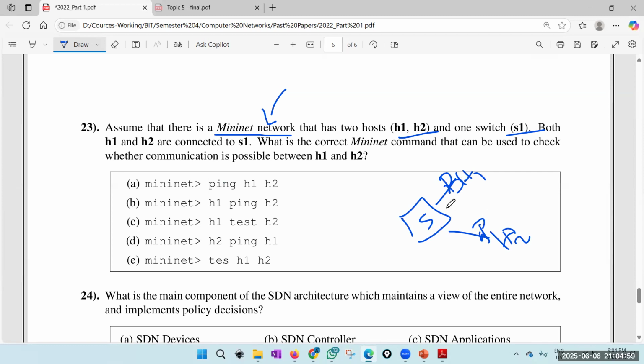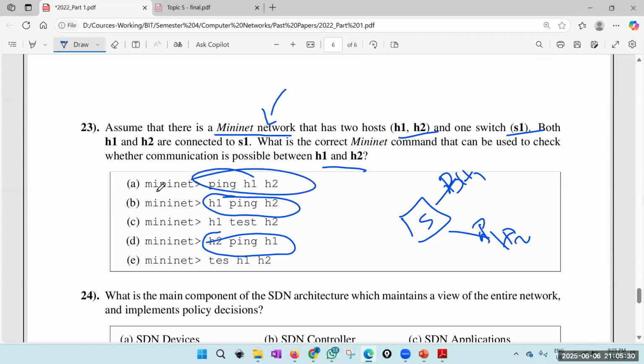Connected to S1. What is the correct Mininet command that can be used to check whether communication is possible between H1 to H2? If you want to check the communication, you want to use ping, right? You do a ping command. I can't remember the exact format, but it's not test or something. Usually ping between H1 and H2: H2 ping H1, H1 ping H2, ping H1 H2. I'm not very sure, but definitely it must be a ping command. Maybe ping H1 to H2.